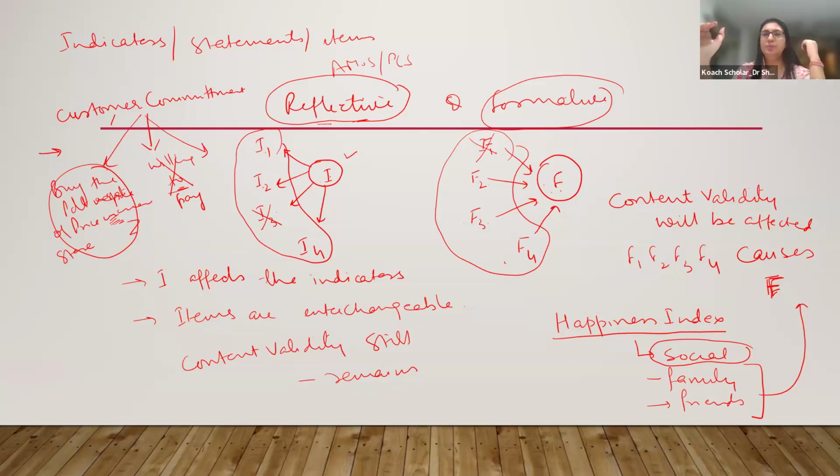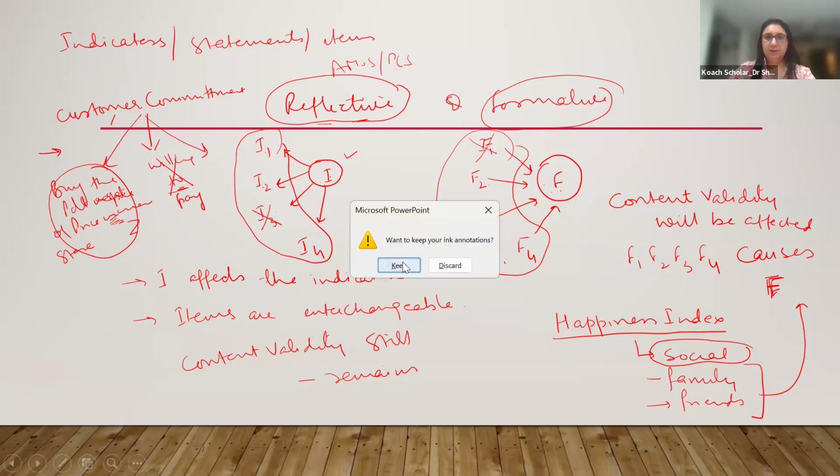अभी आई हैव टेकन अ वेरी सिंपल एग्जांपल जस्ट टू मेक यू अंडरस्टैंड, व्हेन यू आर मेकिंग अ क्वेश्चनर, हाउ these things work. You should know what type of construct you are dealing with. Is it a reflective construct or is it a formative construct? Right? Okay. Now let me take you to the scales.